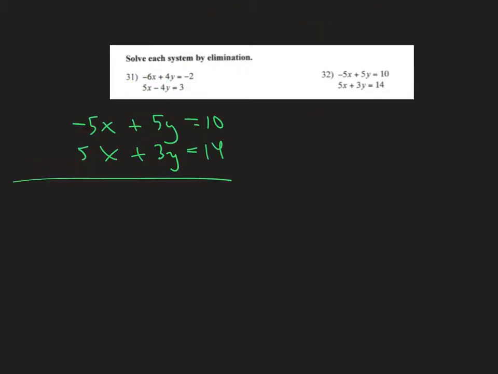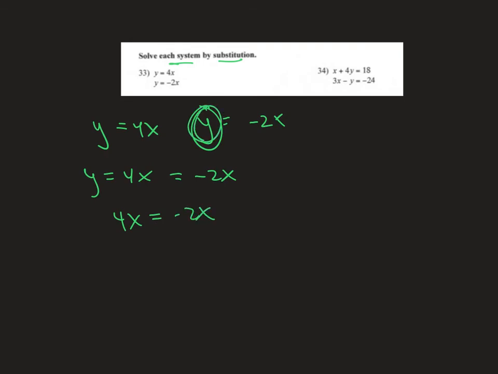The second system here, it looks like the x coefficients are already ready to go. And if you add them, it should cancel out the x's. You get 8y equals 24, and so on. You should be able to finish this one on your own. I will tell you that it works out quite nicely. That is, there are no fractions or decimal answers. And our last way of solving each system is by substitution.